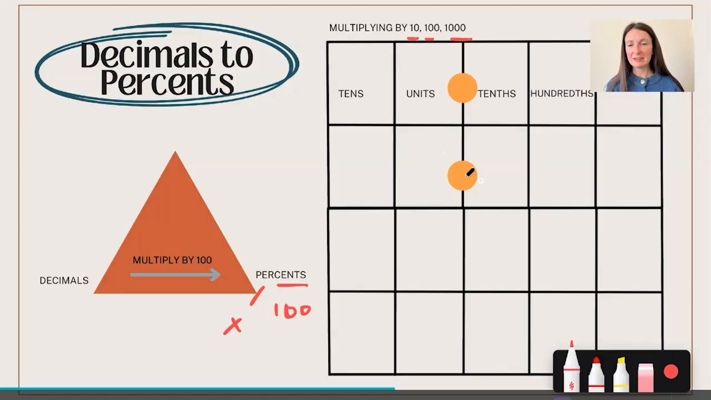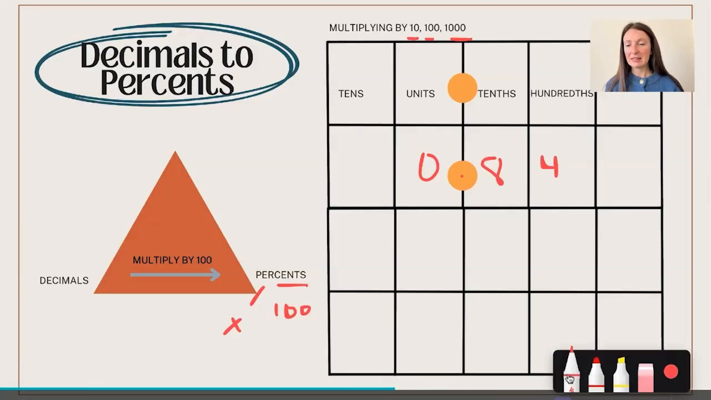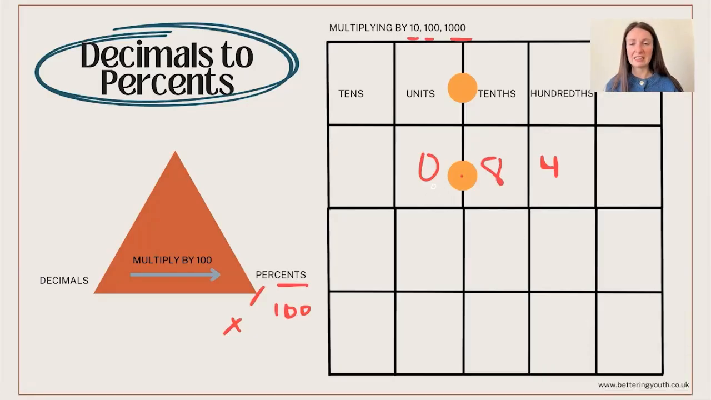If I had 0.84, I would be multiplying everything by 100. Let's see if I can grab a different color and show the jumps. Now, I don't have to worry about the 0 moving. I can go through the process, but it's just going to disappear. I will, though, grab my 8. So my 8 is in my tenths column, and I need to move it 2 spaces. So it jumps over the decimal into the units and lands in my tens column.